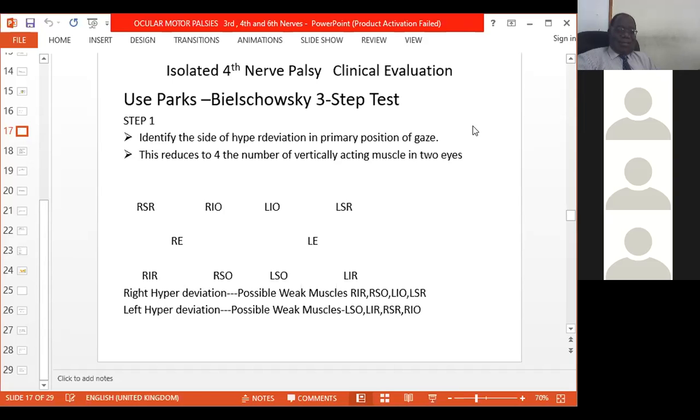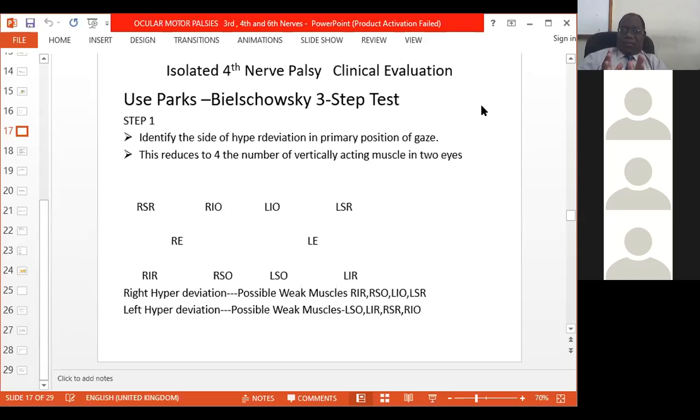It's not really a question, but I wasn't clear on step 1 and step 2 of the fourth cranial nerve. Okay, step 1. What we're trying to do here is work out the clinical evaluation of an isolated fourth nerve palsy.